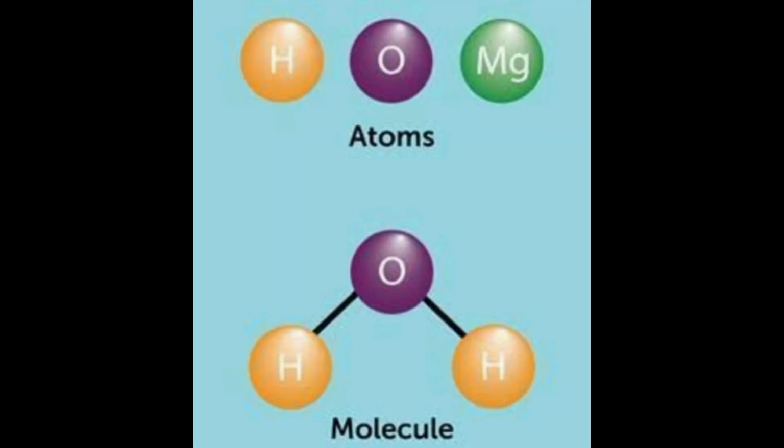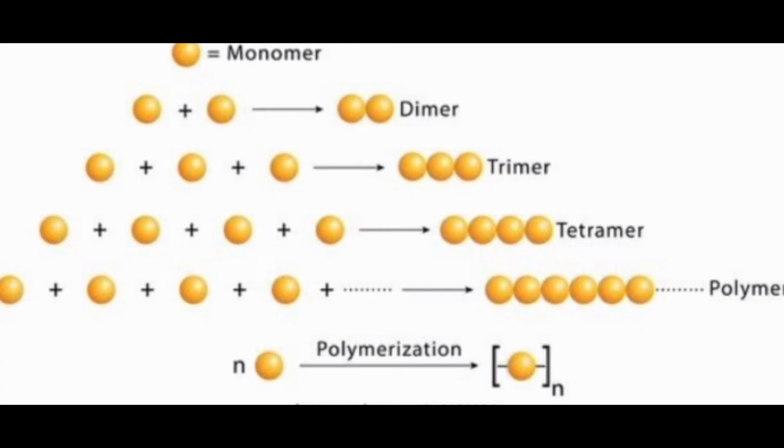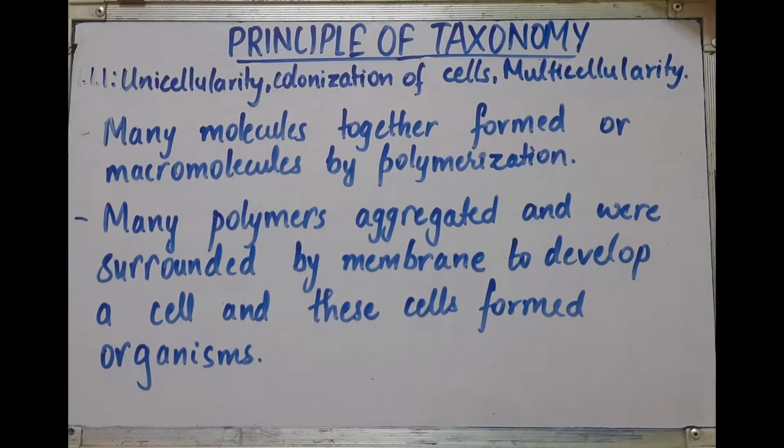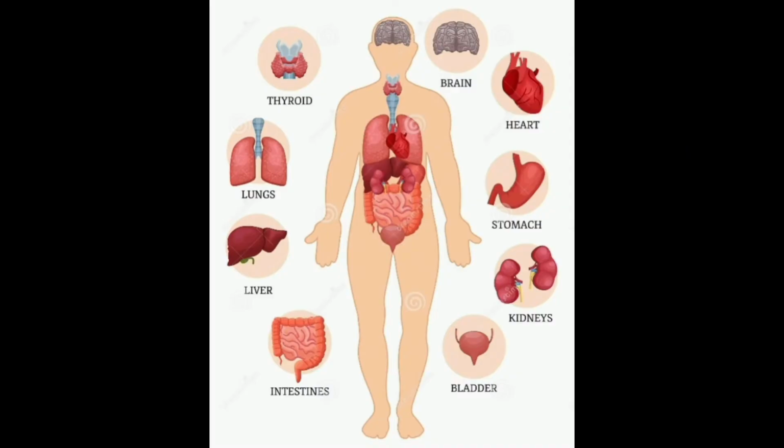These atoms combine together by one or more chemical bonds and form molecules. Many molecules together form polymers or macromolecules by polymerization. So basically, what is a polymer? Polymers are a class of natural or synthetic substances composed of very large molecules called macromolecules. So what is polymerization? Polymerization is a process through which a large number of monomer molecules react together to form a polymer. And these polymers aggregated and were surrounded by a membrane to develop a cell. And these cells formed organisms.